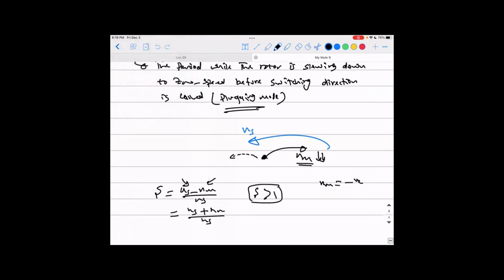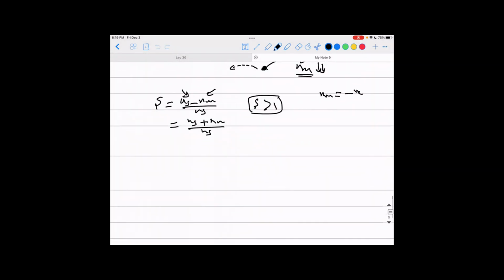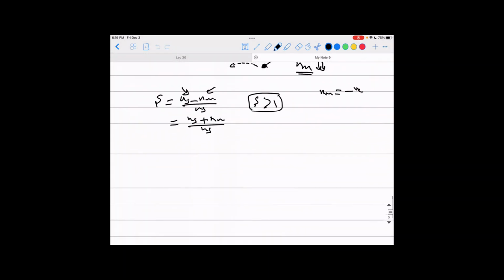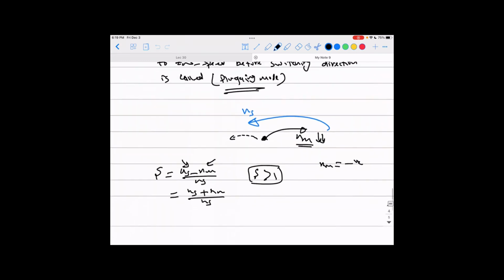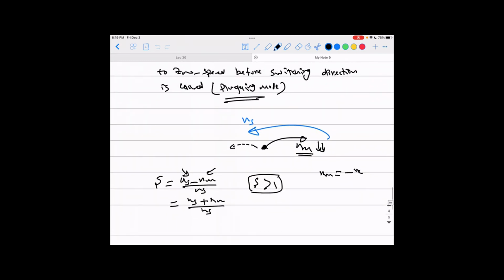And that is the only mode you will find it like that. The slip is higher than 1. Most of the time, for the motor mode or for the generator mode, the slip is always less than 1. But for the plugging mode, you will find it to be higher than 1, because that is the only mode where the mechanical speed and synchronous speed are in reverse directions. For the motor mode, they are in the same direction, but nm is less than ns. For generator mode, they are in the same direction, but nm is higher than ns. But for the plugging mode, they are in reverse direction.